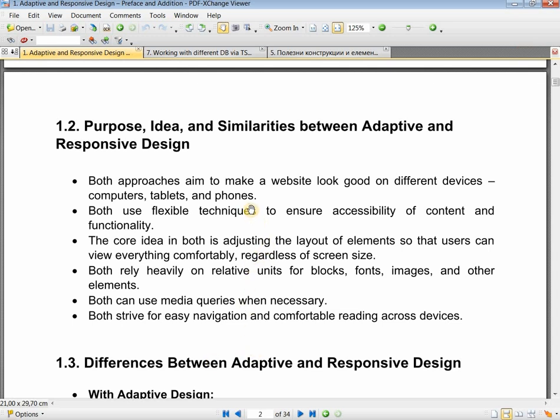So, last time we were introduced to adaptive and responsive design. Now here we will look at a theoretical chapter. We continue with the purpose, the idea, the similarities between adaptive and responsive design. Both approaches aim to ensure that the site looks good on different devices, computers, tablets, and phones. Both use flexible techniques to ensure accessibility of content and functionality. At the heart of both approaches is the idea of adjusting the layout of elements so that users can see everything clearly, regardless of the screen size.